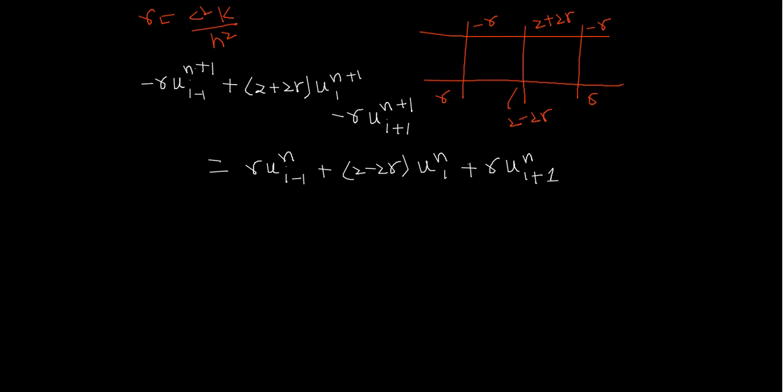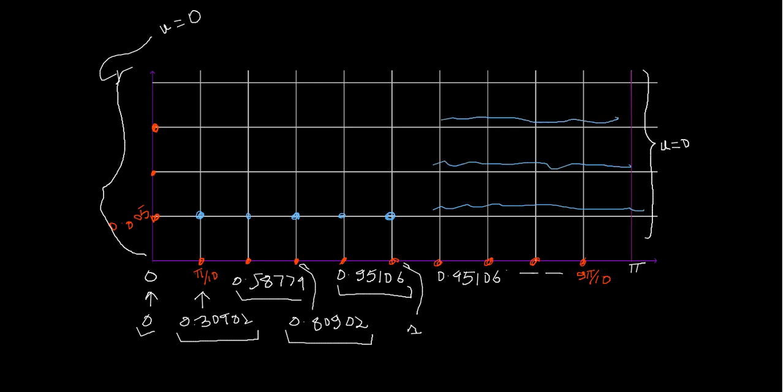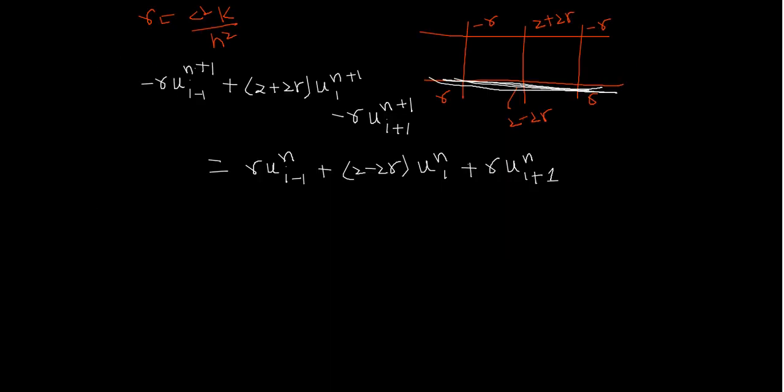See, we know the values at these points from the last diagram, and we are supposed to find the values at this point, this point, this point, this point, and this point. After that, this all will repeat. So we only have to find half of the values, and after that all will repeat. So this is the scheme.